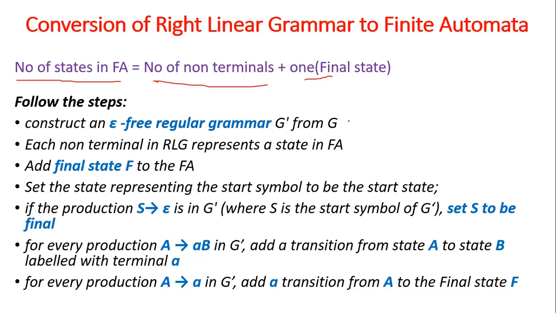So first you have to verify whether your grammar has any epsilon productions. If the grammar has epsilon productions, you have to remove the epsilon productions. After eliminating epsilon productions, don't forget to keep epsilon for the start symbol if it already has it. Each non-terminal in the grammar will represent a state in the finite automata, and add an extra state called F as a final state.